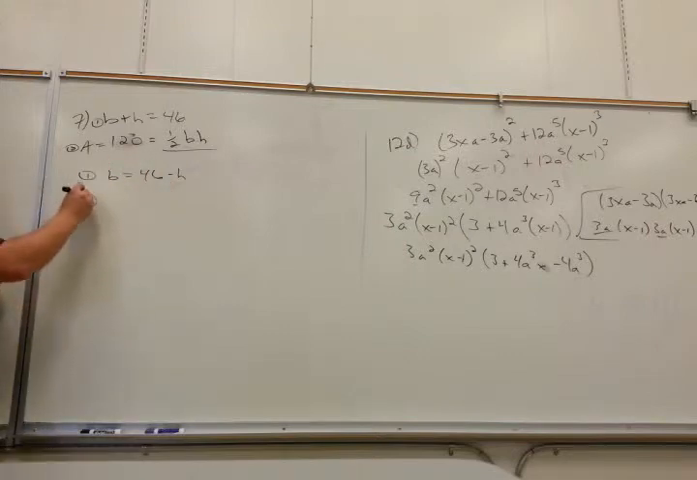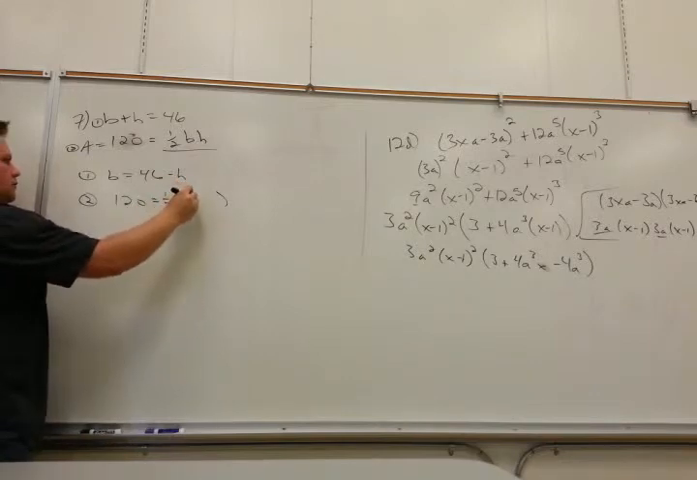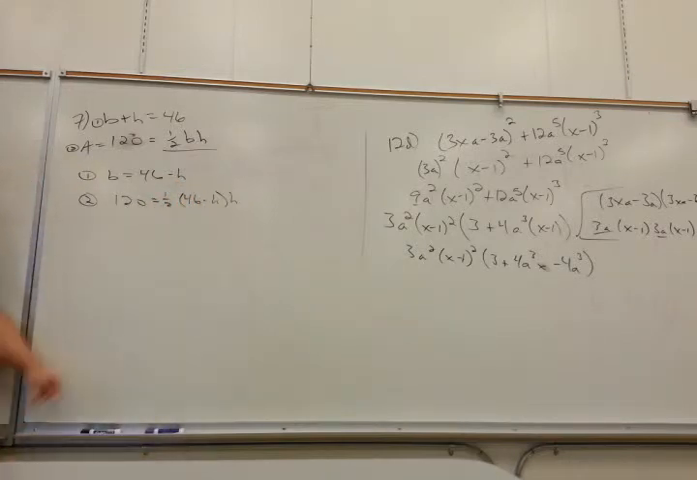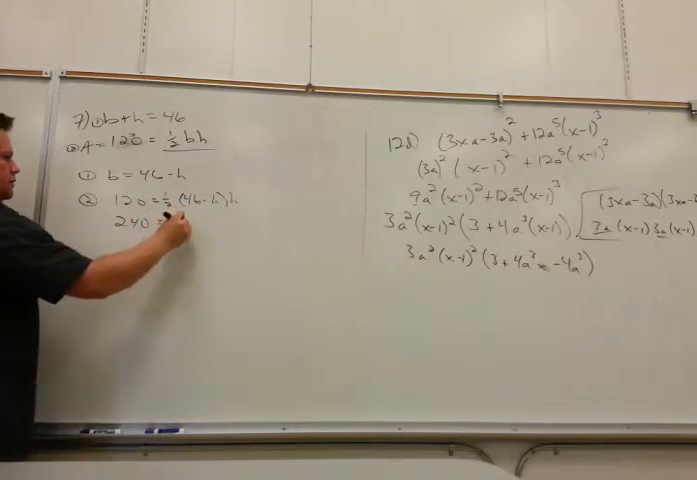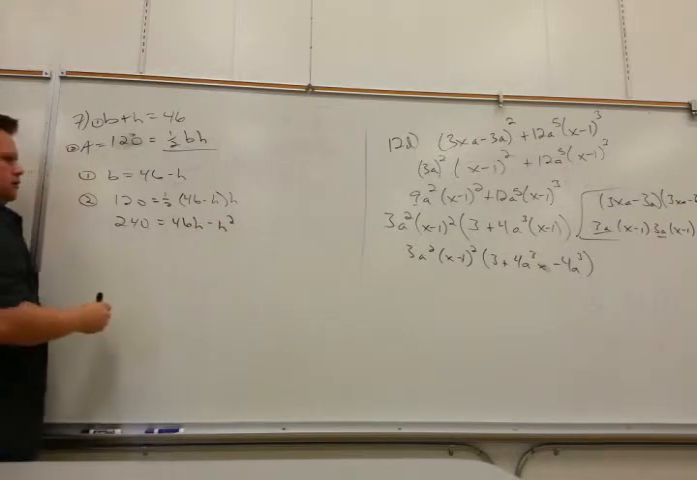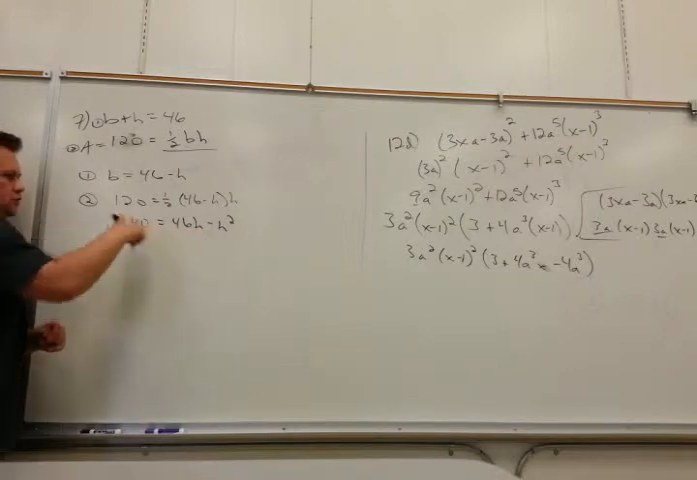Cool. So on the second problem, when I see 120 equals 1/2 B times H, in place of B I can put 46 minus H. Now I've only got one variable in there, so I should be able to solve that. First off, if I double, 240, bring the H in, 46H minus H squared. Multiply the 2 up first, get it out of the way. Bring the stuff over here, H squared.